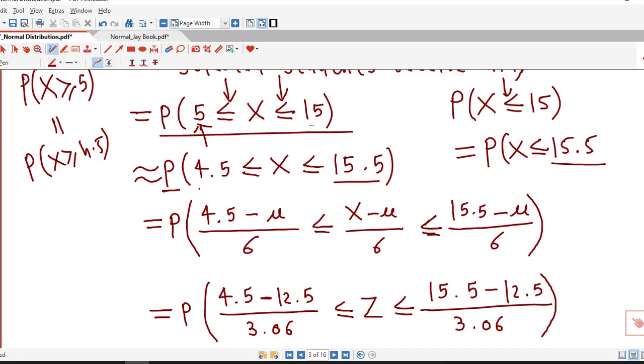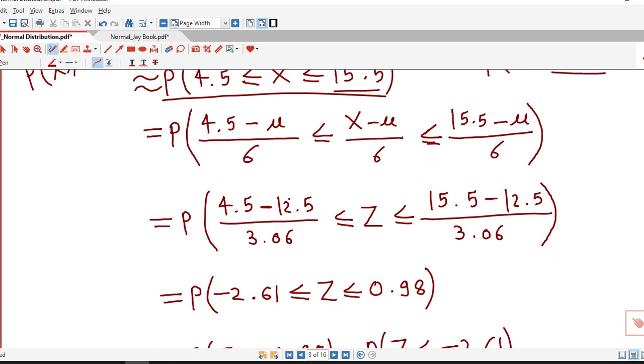So this is equal to probability that (4.5 minus mu) over sigma is less than or equal to (X minus mu) over sigma, which is less than or equal to (15.5 minus mu) over sigma. And then we put values of mu and sigma. Mu is 12.5, sigma is 3.06, and after simplifying we obtain that this probability is equal to probability that minus 2.61 less than or equal to Z less than or equal to 0.98.